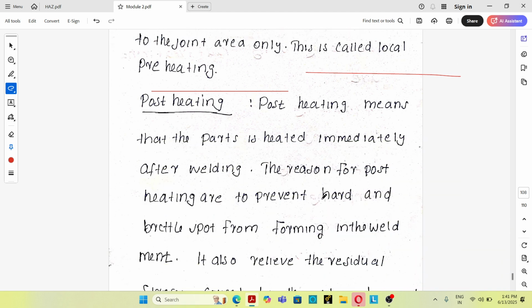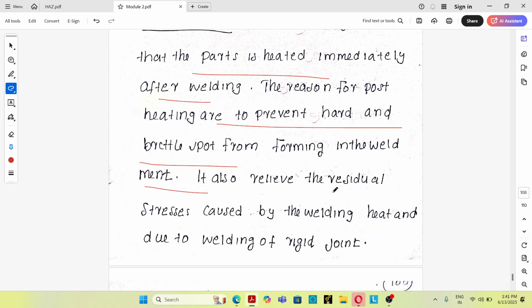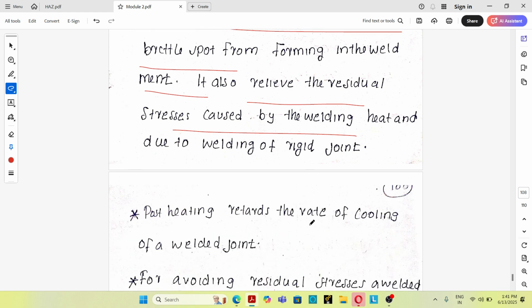The next one is post-heating. Post-heating means heating the welded joint after welding. Post-heating means that parts are to be heated immediately after welding. The reason for post-heating is to prevent hard and brittle spots from forming in the weldment. That's an important one. Post-heating is used to prevent hard and brittle spots. It also relieves residual stress caused by welding heat and due to welding of rigid joints. That second purpose, it is used for relieving residual stress.